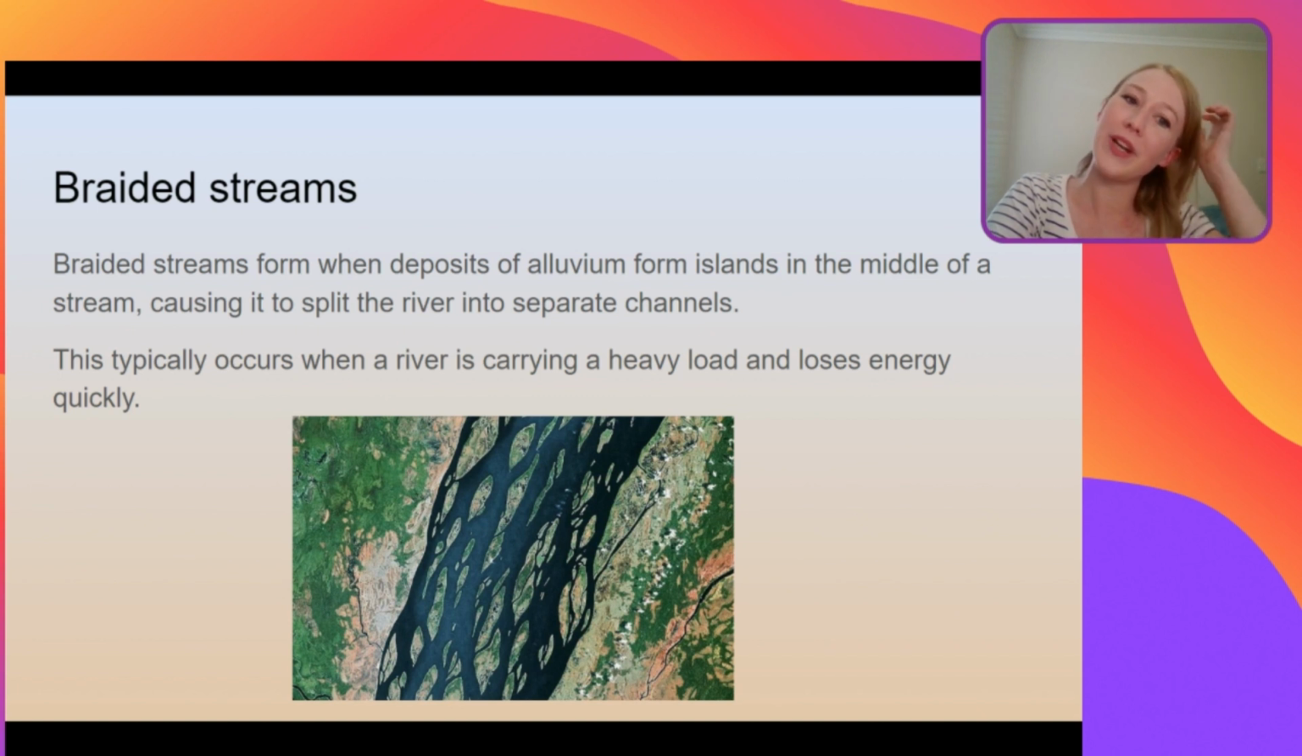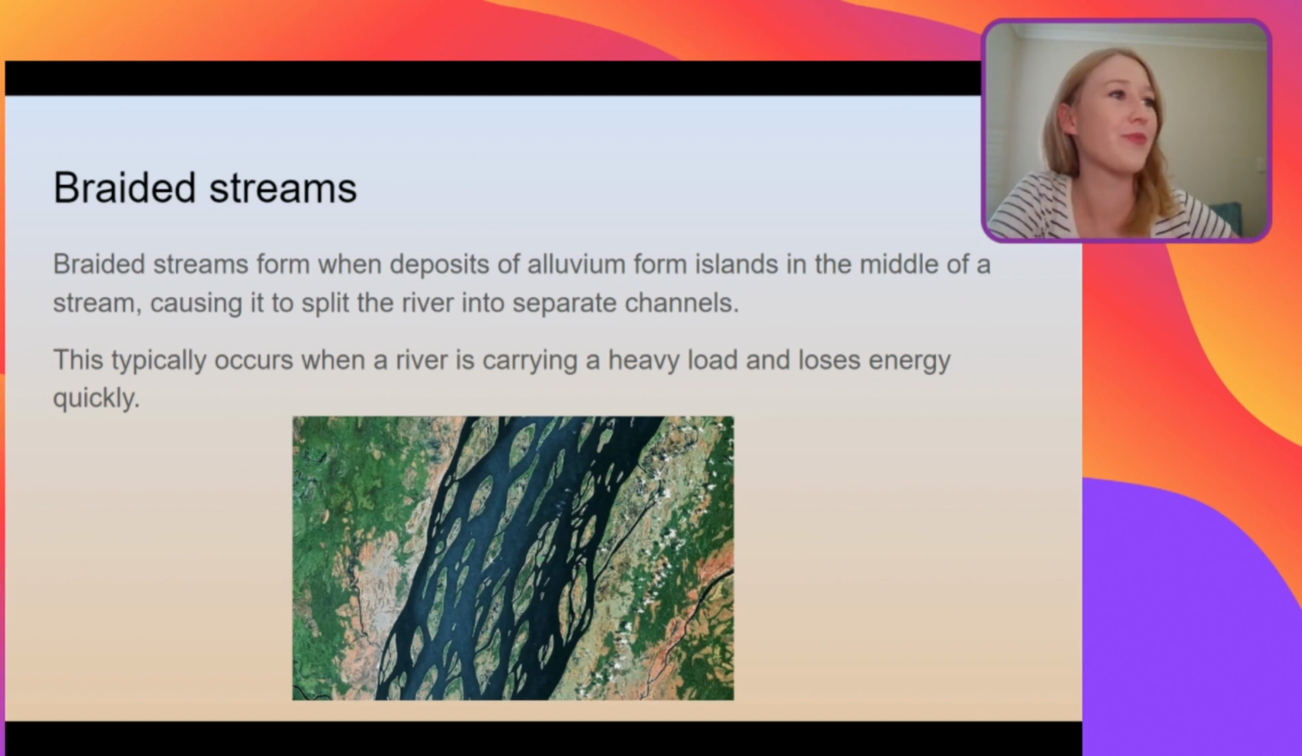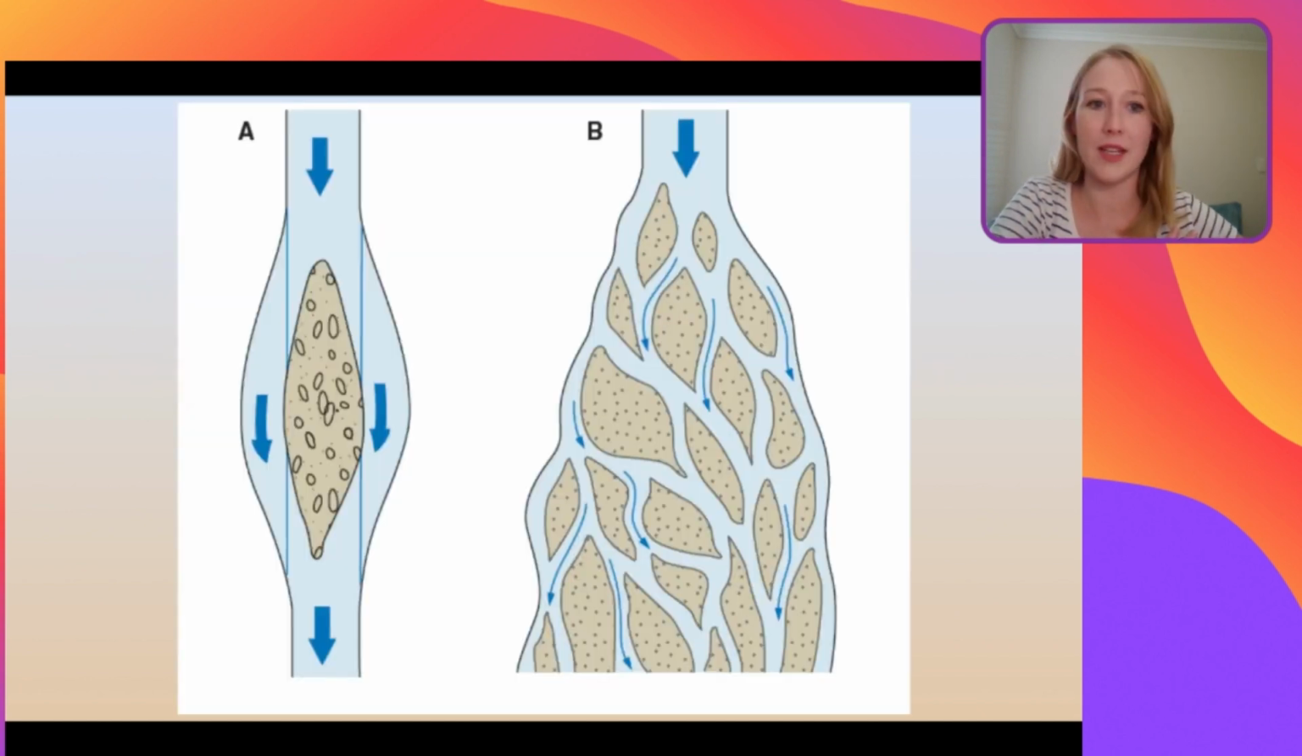Okay, then we have braided streams. Braided streams are really beautiful. This happens when a river keeps depositing the material in front of itself. So I like this diagram. Here we've got the river flowing, and if it slows down and deposits the material in front of itself, it splits directions and goes around that material.